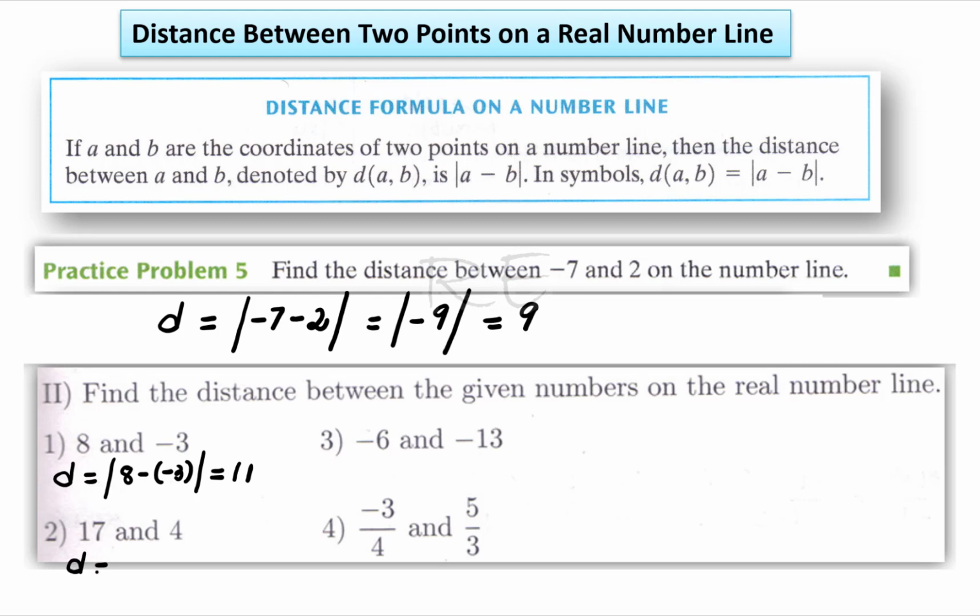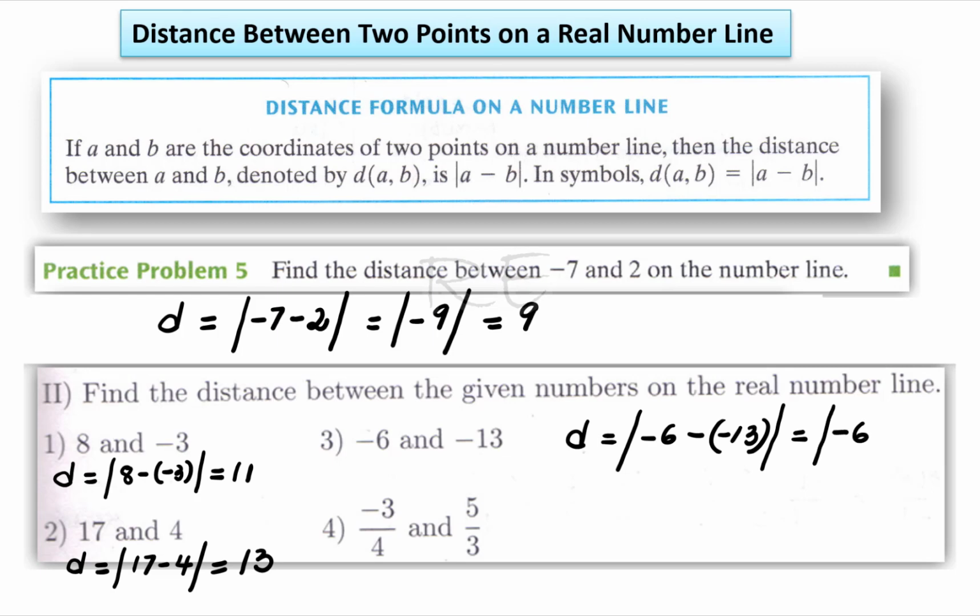Between 17 and 4, it'll be the absolute value of 17 minus 4, which is 13. Between -6 and -13, it's the absolute value of -6 minus -13, which is -6 plus 13, which will be the absolute value of 7, which is 7.